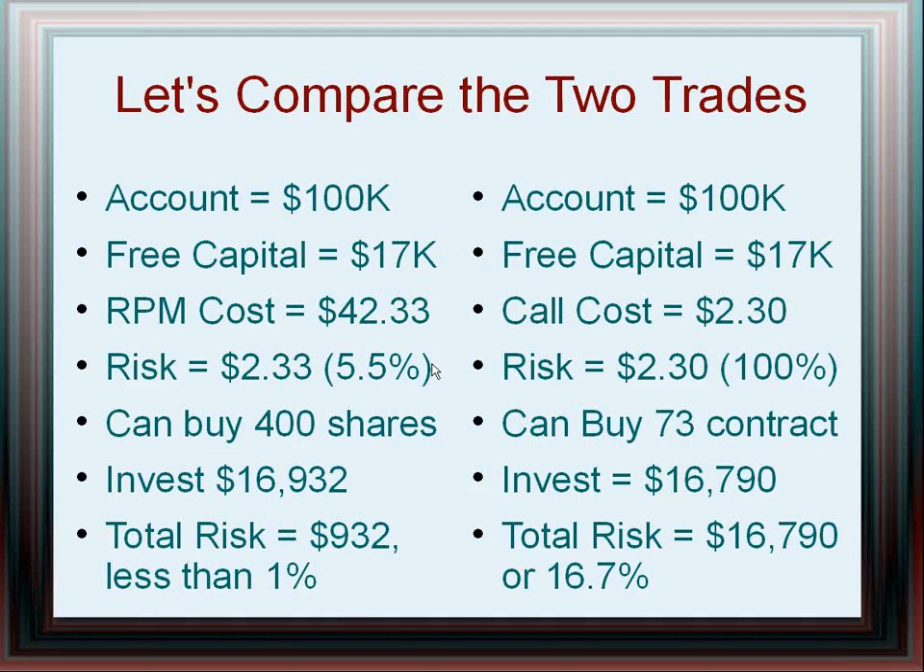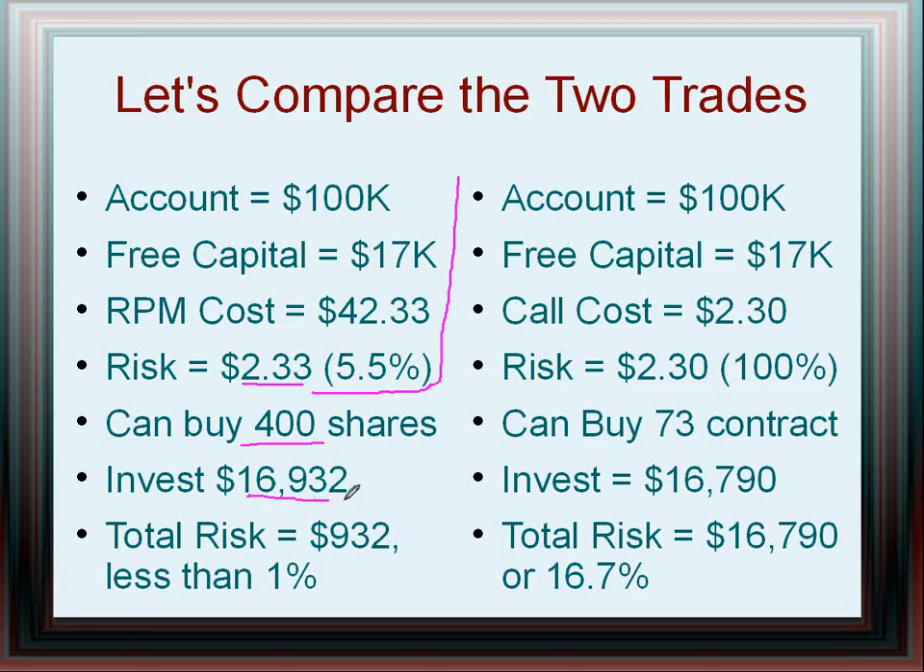Okay, let's take the extreme example first. Let's use these numbers here. Let's say I've got a $100,000 account and you do as well. And right now we've got $17,000 in free capital to invest in a new position. Well, I take my RPM. I've got the stock with a cost basis of $42.33. I'm guaranteed an exit of $40, so it's $2.33 monetary risk. I can only buy 400 shares of this position, right? $17,000 to invest, my maximum investment would be 400 shares.